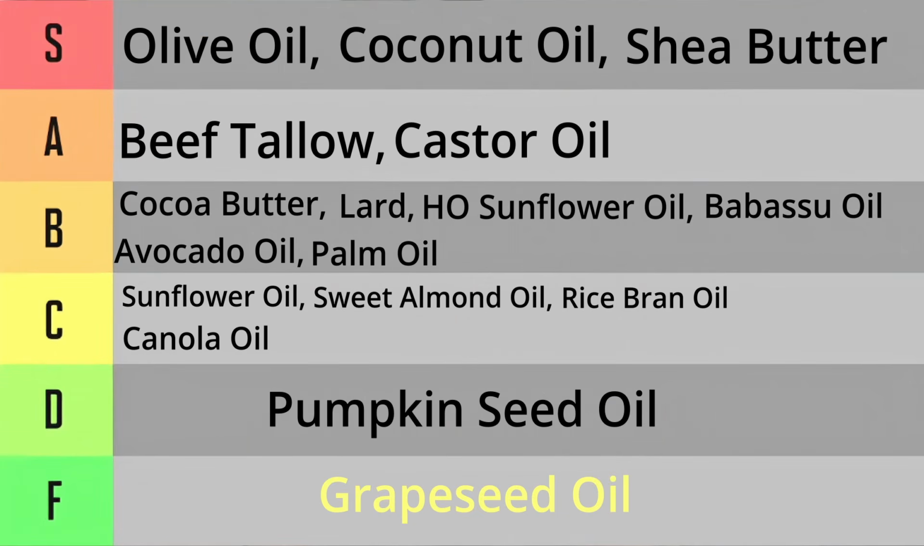And then the last one, grapeseed oil. Grapeseed oil has actually the highest concentration of linoleic acid from all the oils we've seen, from 69 to 78% linoleic acid. It's very expensive, it goes rancid very, very fast. It adds nothing extra compared to olive oil or other conditioning oils. Honestly, grapeseed oil, I would have it as an F tier oil. So those were the 17 most popular oils ranked.